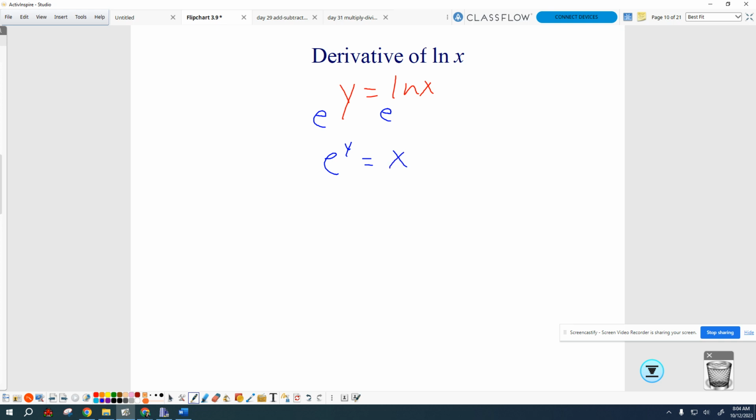Cool. Jasper, what is the derivative of e to the y with respect to x? Derivative of e to the stuff is e to the stuff times derivative of stuff. What's the derivative of stuff in this case? dy dx, implicit differentiation. What's the derivative of x? dx over dx, that's 1. Just 1. Yep.